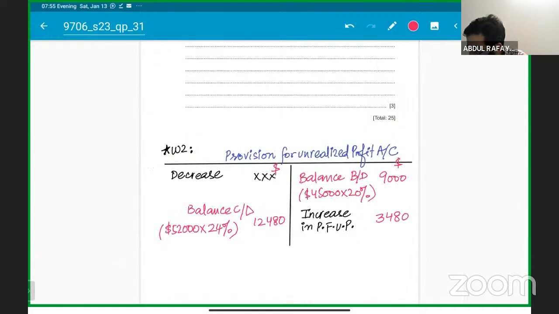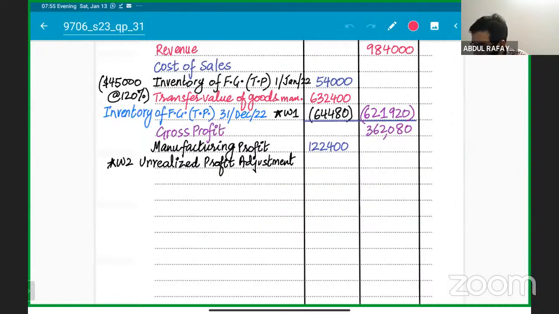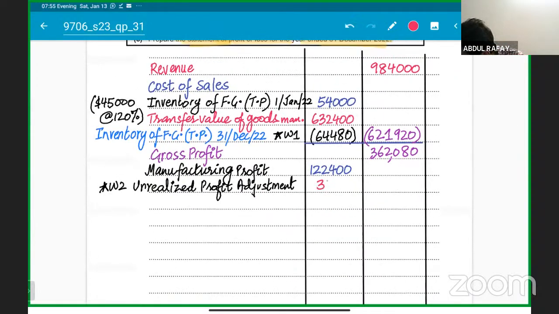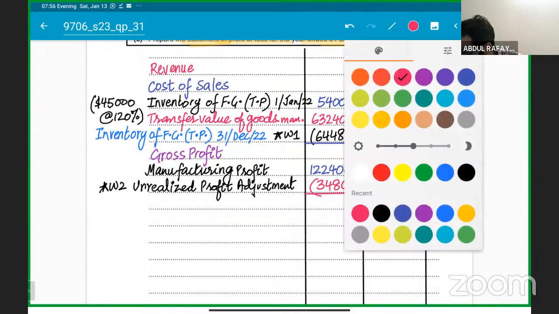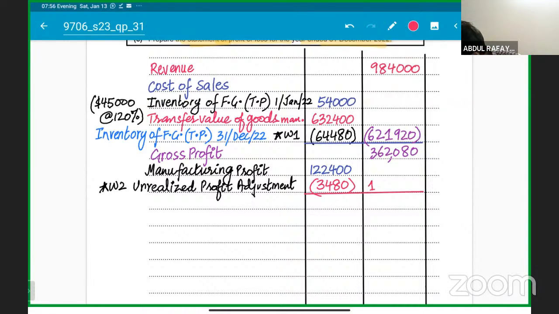Follow carefully. Provision for unrealized profit will become credit, so the income statement, that is the statement of profit and loss, will become debit. That is why you will have to subtract it. This adjustment of 3,480 you have to remove from the manufacturing profit. Why remove it from the manufacturing profit? Because this profit is not yet realized, so we cannot take it into account. Everyone got this clear?